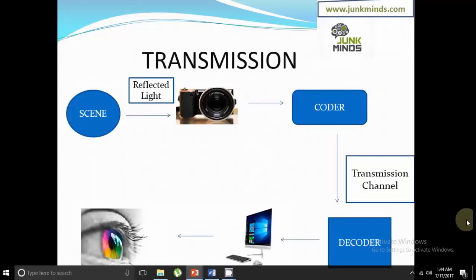Now this is transmission. In transmission, we have tried to demonstrate the entire process in the form of a flowchart. Basically, the image sequence comes from the camera. As you can see here, this is a scene, the reflected light and then the camera. The image sequence from the camera is coded into as concise a representation as possible for transmission over the channel. After encoding, it is passed through the transmission channel, and after reaching the destination, it is decoded at the destination side, and this data is further displayed on the display device, and this is how the human eye is able to perceive and see the image. So that's all about transmission.